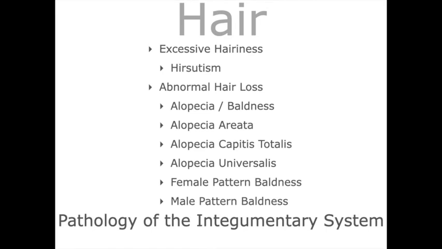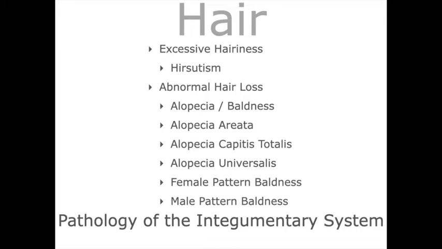Hirsutism means abnormal hairiness. This term usually refers to the appearance of male body or facial hair patterns in the female. Alopecia, also known as baldness, is the partial or complete loss of hair. Alopecia areata is an autoimmune disorder in which there are well-defined bald areas, usually on the scalp and face. Alopecia capitis totalis is an uncommon condition characterized by the loss of all of the hair on the scalp. Alopecia universalis is the total loss of hair on all parts of the body.